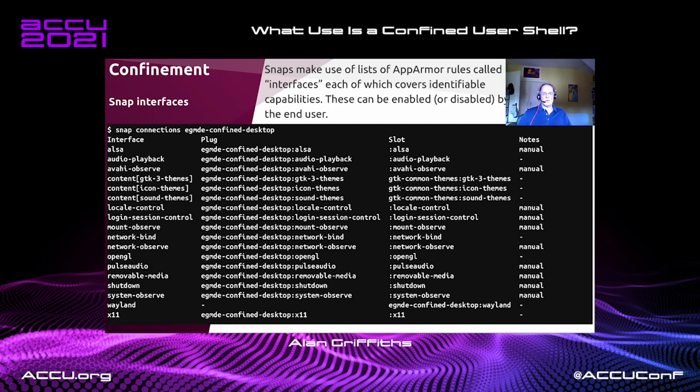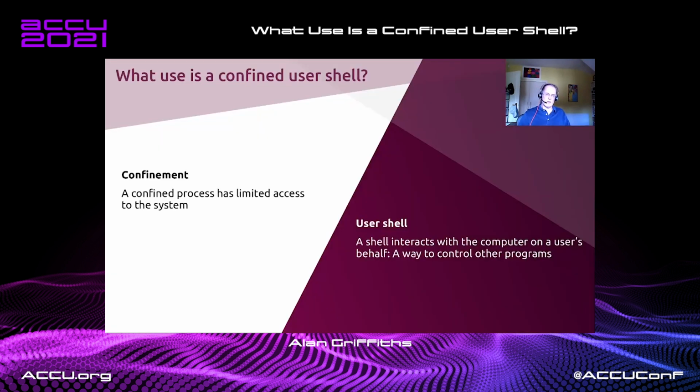There's an interface for OpenGL, which is used for graphics, and so forth. These are much more meaningful, and snaps provide a mechanism to manually or automatically connect and disconnect these. And there's been a fair bit of work by Canonical in refining these interfaces to be useful and meaningful, and only allowing the necessary pieces of access to the system. So, that's a bit of a brief overview of how confinement works.